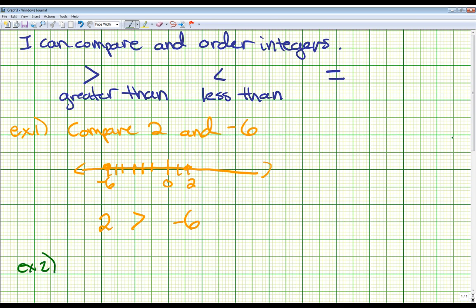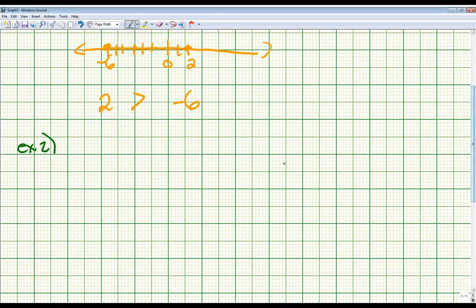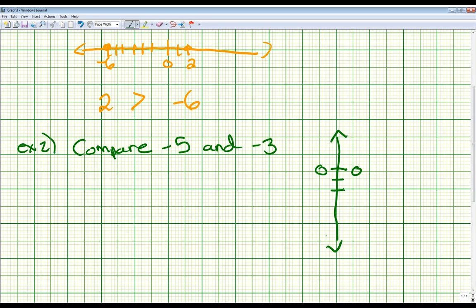And same idea, but we're going to be working on comparing vertical number lines. So this one says compare -5 and -3. And then we have a vertical number line, meaning going up and down. So let's put this as our 0. And remember, numbers up are going to be positive, numbers down are going to be negative. So here's -1, -2, -3, -4, -5. It's going to be on this line.